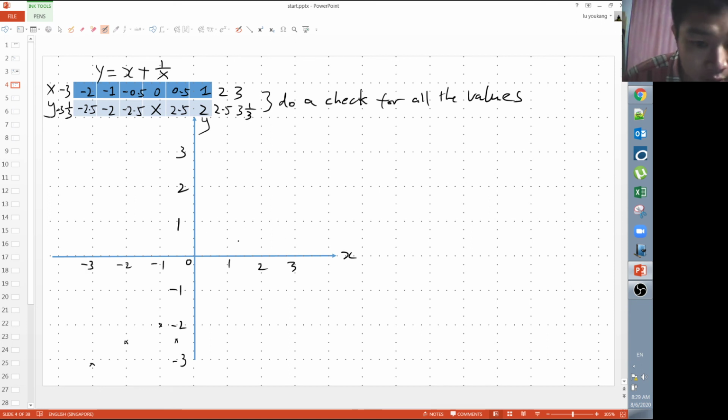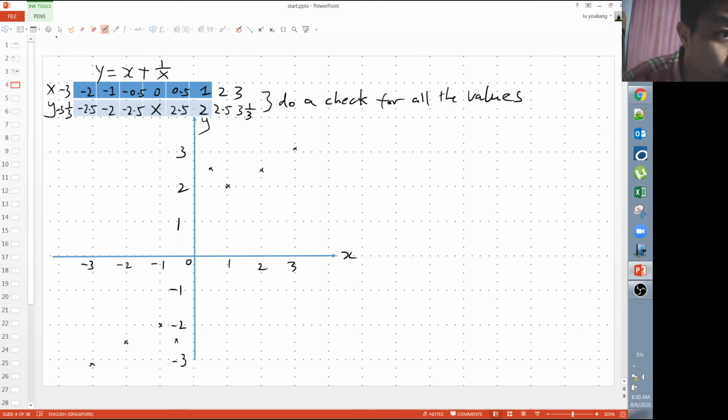Now let me come to the positive side of the x-axis. 0.5, 2.5, 1, 2, 2 and 2.5. Oh, 2.5 should be somewhere here. So this point isn't very accurate. So 2 and 2.5 is here. With this help, 3 and 1/3 should be somewhere here.